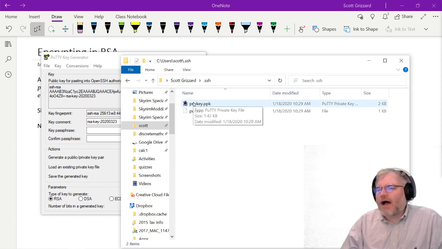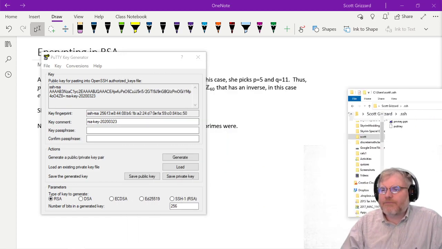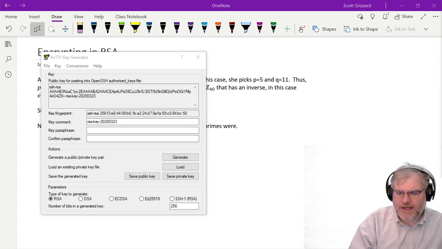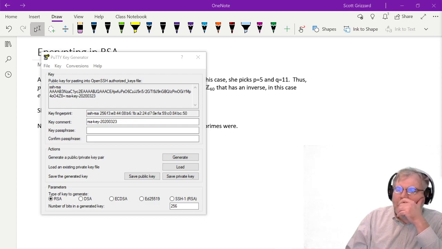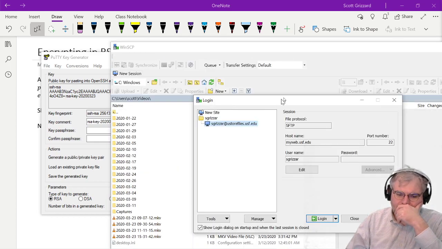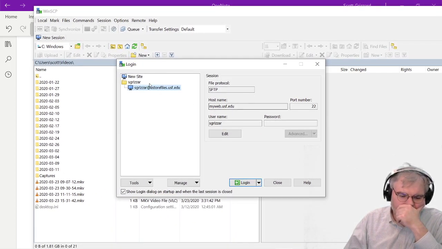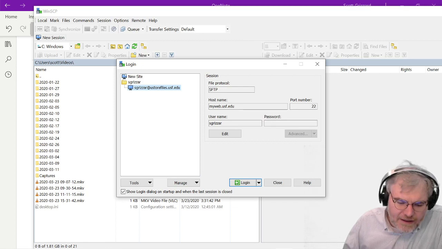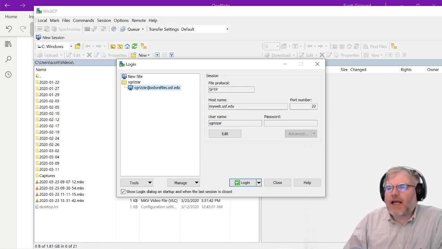Very nice. So if I pull up my private key, I'm not actually going to show you what my private key is, but the point is that if I have my private key, I can now call up SSH. And what I'm going to do is connect directly to my server on my USF web. And you have access to one of these servers too. You have a myweb.usf.edu. And then when I log in here, it's going to use my SSH key.